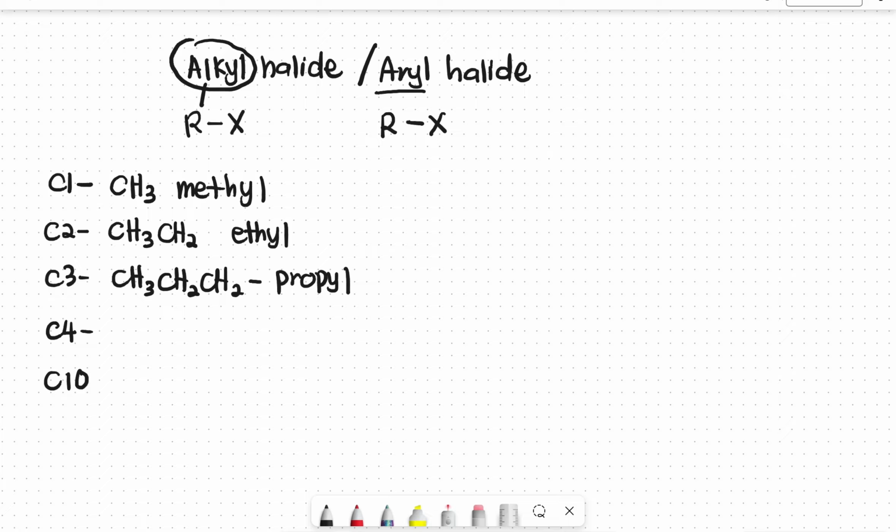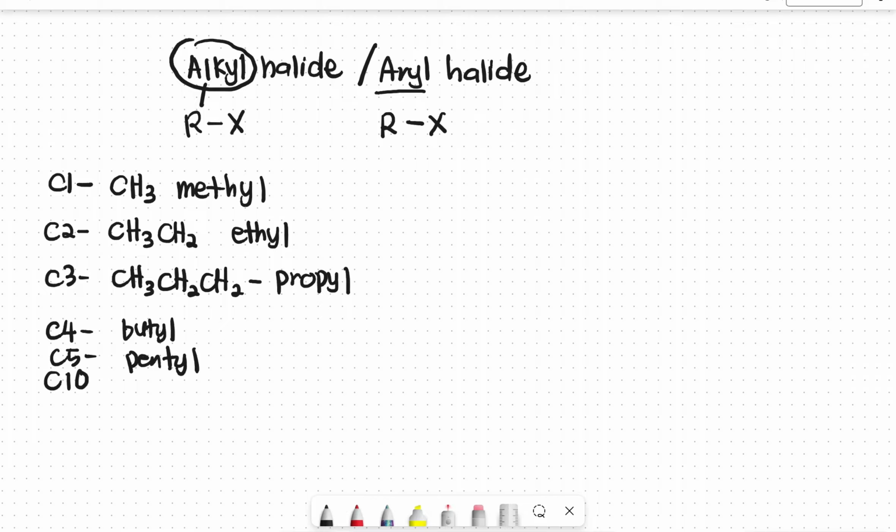So C4 is butyl, C5 is pentyl. If it is a normal chain, all of these are the names: methyl, ethyl, propyl, butyl, and so on.